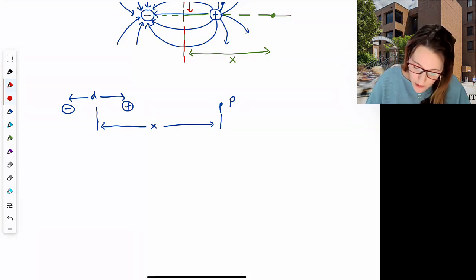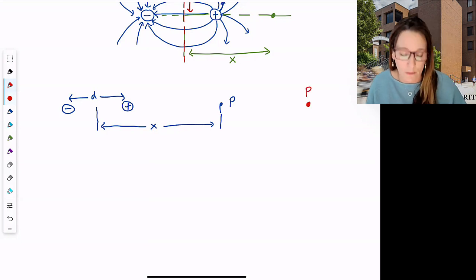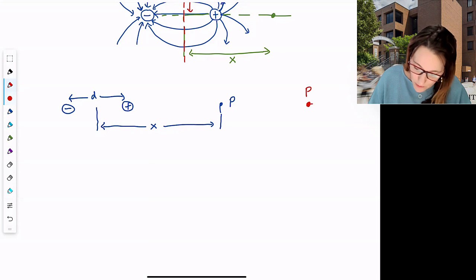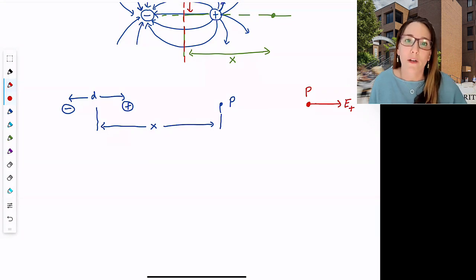So at point P here, I'm going to have 2 fields. I'm going to have the electric field from the positive charge, which I'll call E positive, and it points away from the positive charge. I don't even need to have a point charge; there's no charge at point P. I'm just looking at that point in space, right?